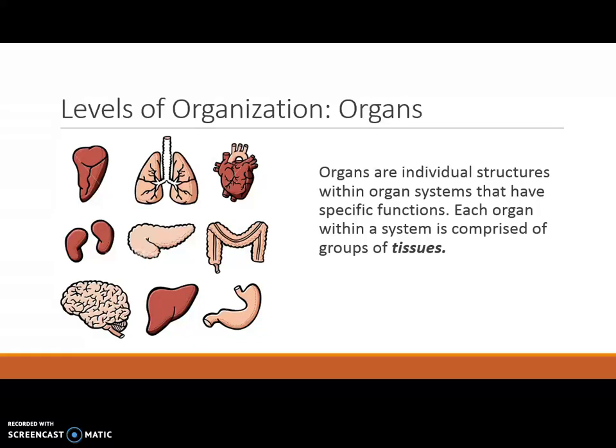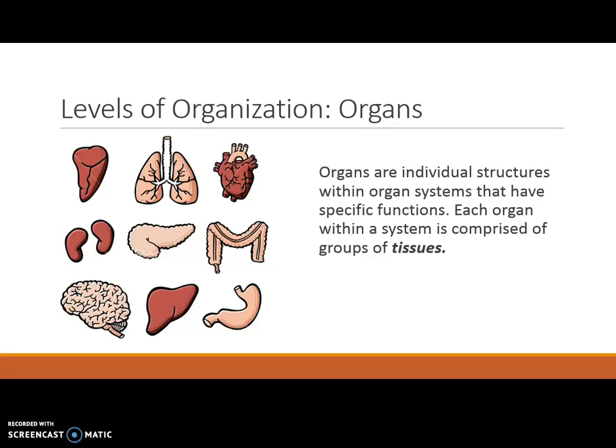Organs are individual structures within organ systems that have specific functions. Each organ within a system is comprised of a group of tissues, which we'll get into next. You can see in this picture, these are different organs. Each one comes from a different part of the body, depending on what organ system we're talking about. But these individual organs that you see, such as the lungs, the heart, the kidneys, the brain, the liver, the stomach, the colon, the pancreas, the spleen, all apply to a certain organ system. Like the heart applies to the cardiovascular system.